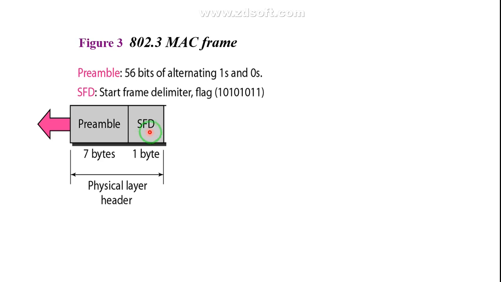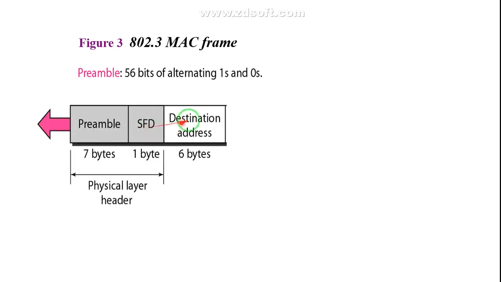The last 2 bits, that is 1, 1, alert the receiver that the next field is what? The destination address. And this field is actually a flag that defines the start of the frame.